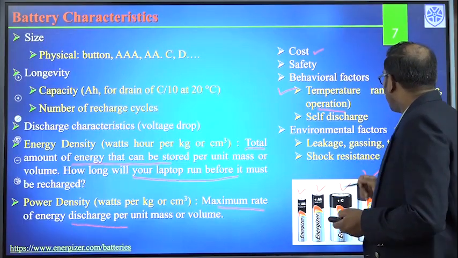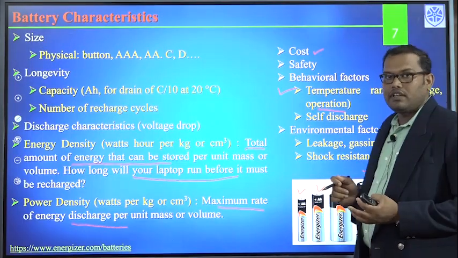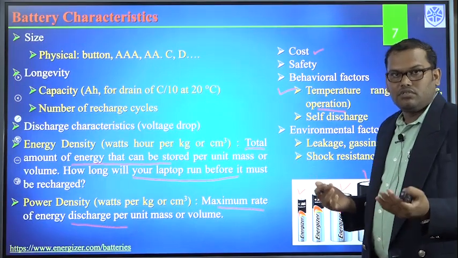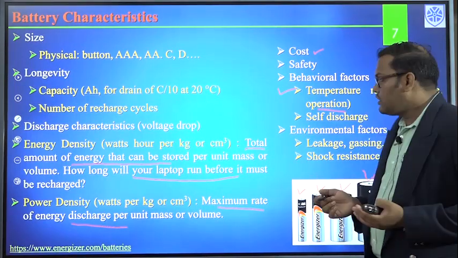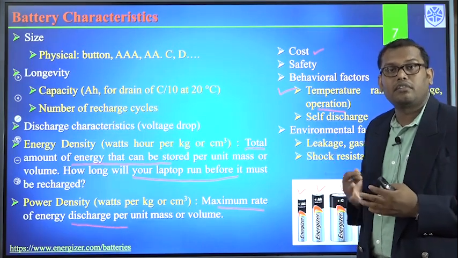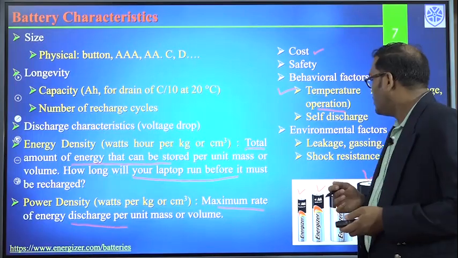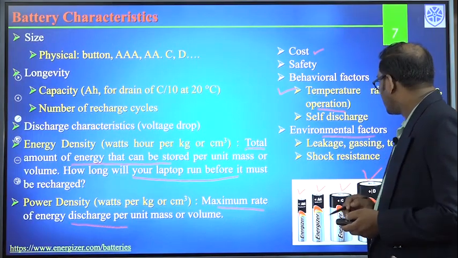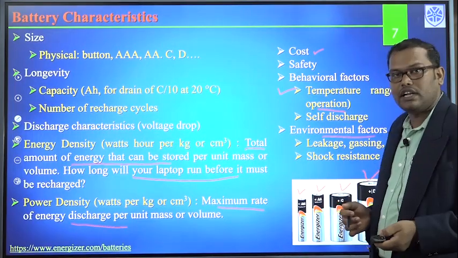And one more is called environmental factors. That means you should not have any kind of toxic substances being used in the battery, and if, for example, your battery is dead and you are throwing it away, it should not cause any kind of environmental effects like pollution. So, you must also see the environmental factors like leakage, gassing, any kind of toxicity.